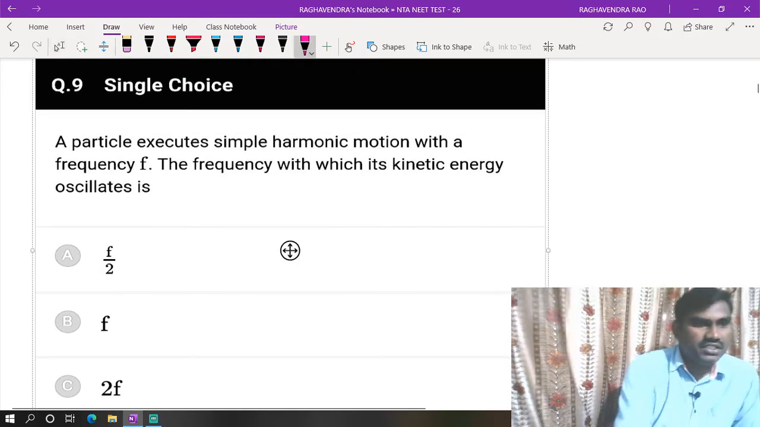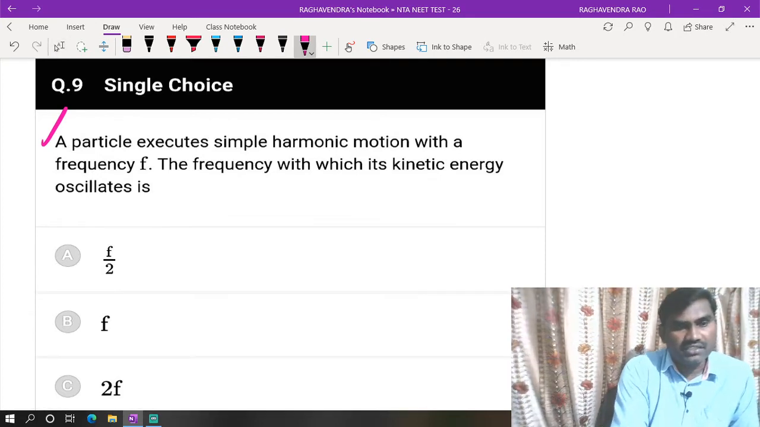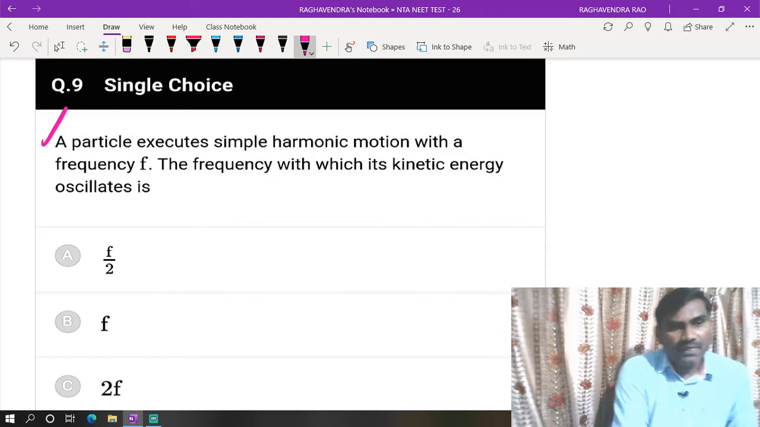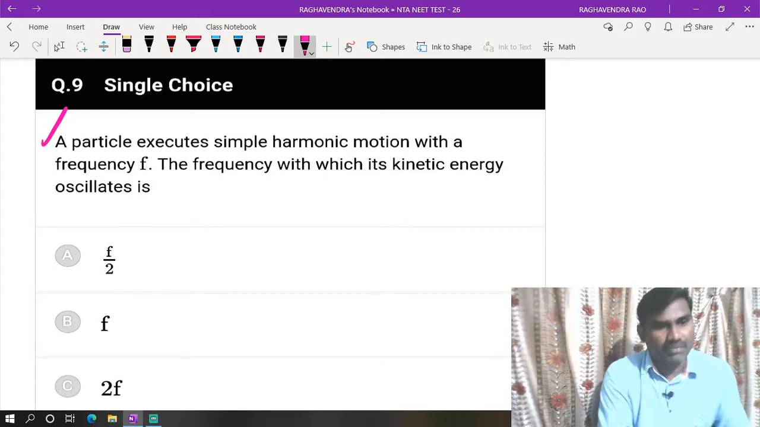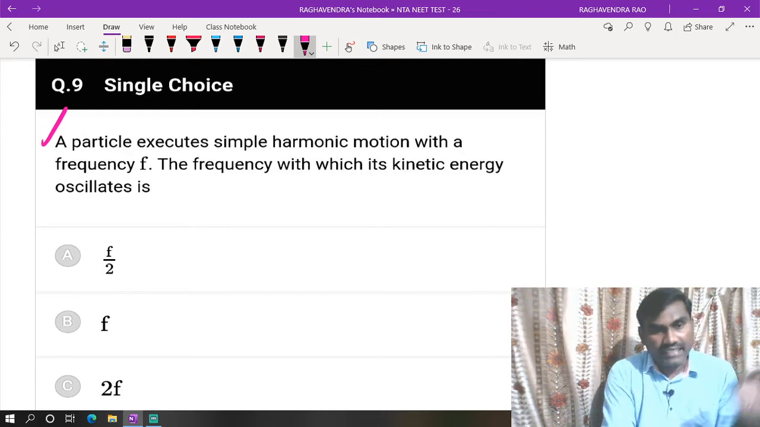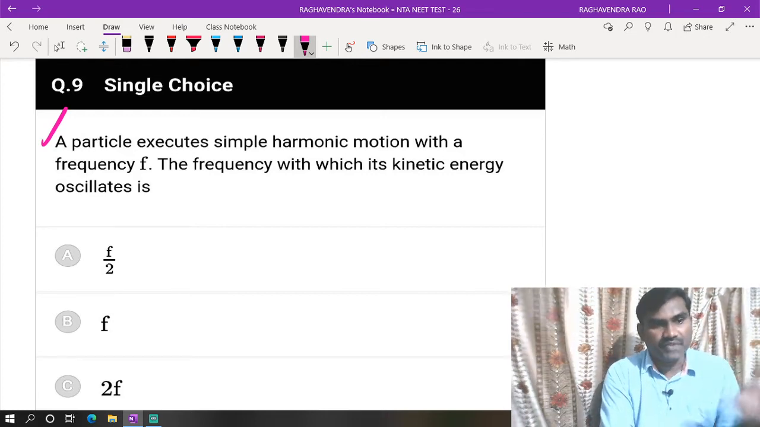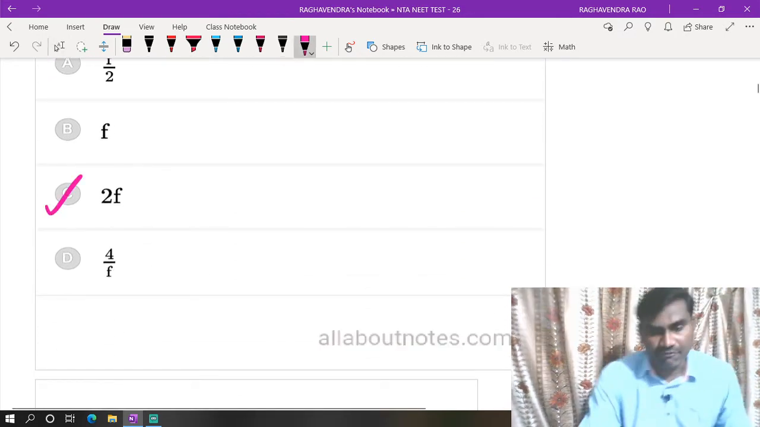Okay, right. So this is another conceptual question we can consider. A particle executing simple harmonic motion with a frequency f. What is frequency? Vibrations in a given time. The frequency with which kinetic energy oscillates: in the case of one complete vibration or one complete oscillation, kinetic energy will become maximum 2 times and minimum 2 times. That means it is oscillating with a frequency 2f.